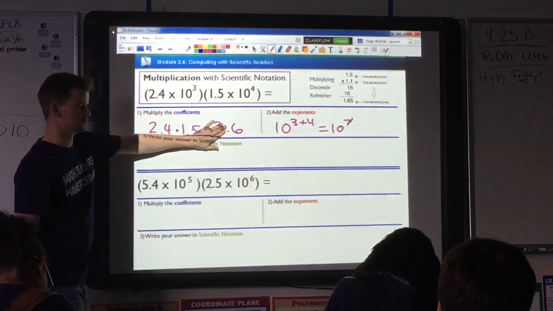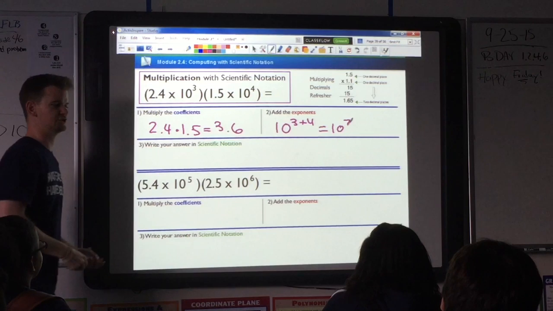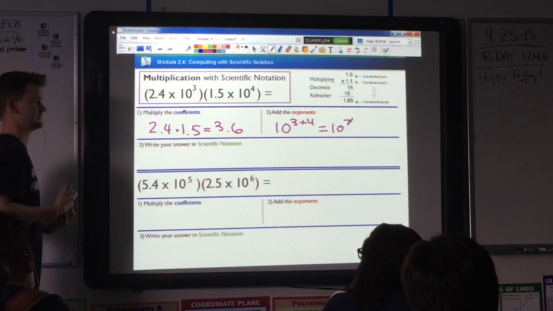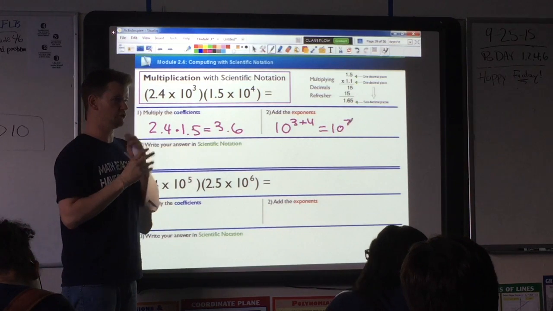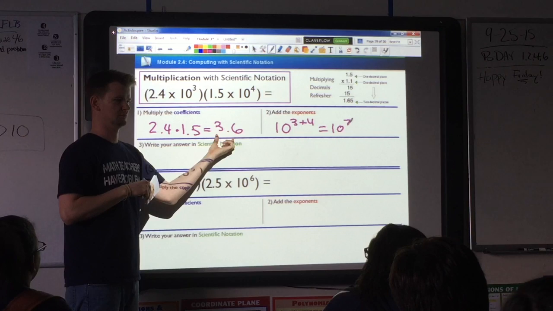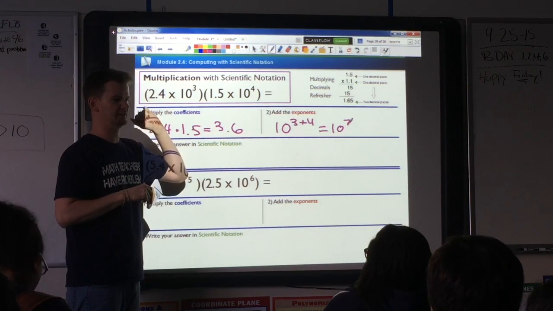So I multiply the coefficients, I have my exponents. And the last thing is to write out your answer in full and correct scientific notation. Before you do that, though, you need to take a look at your coefficient. Is this a good coefficient? Yes, because it is greater than or equal to 1 and it is less than 10.